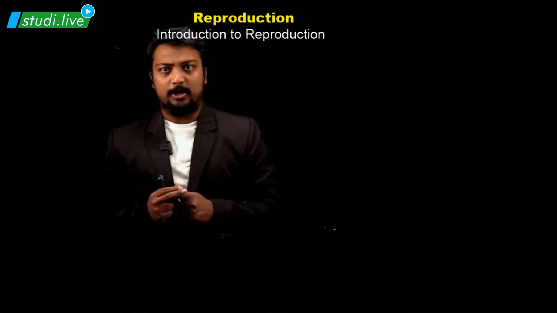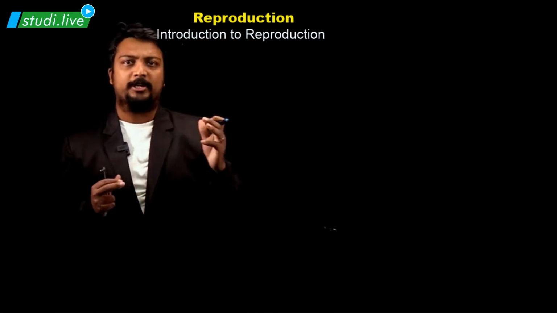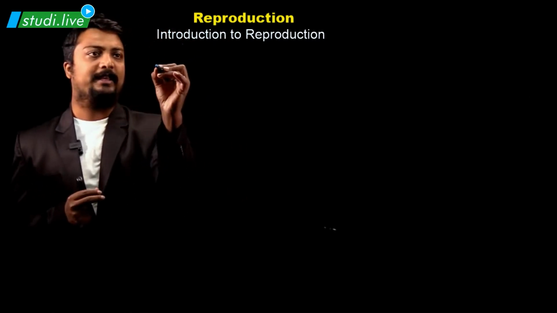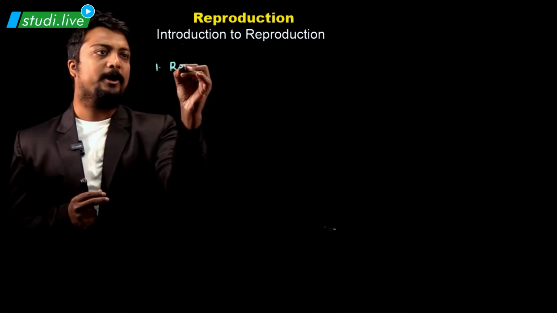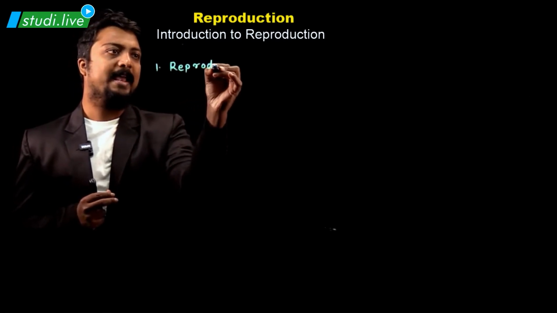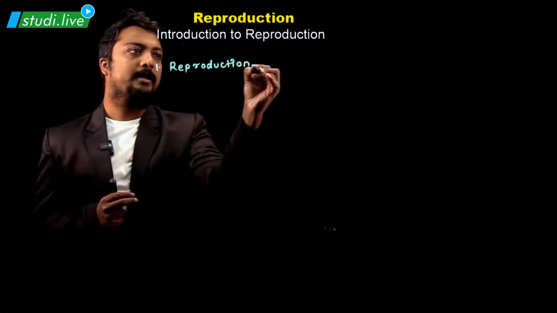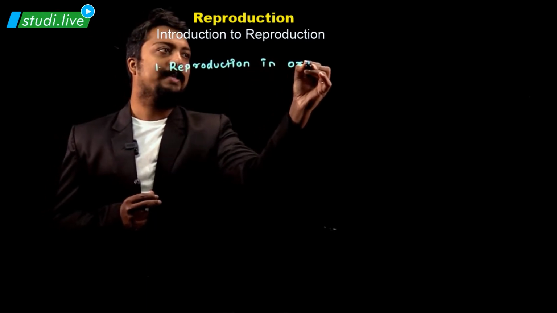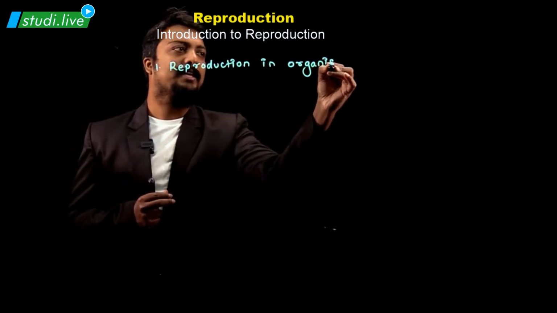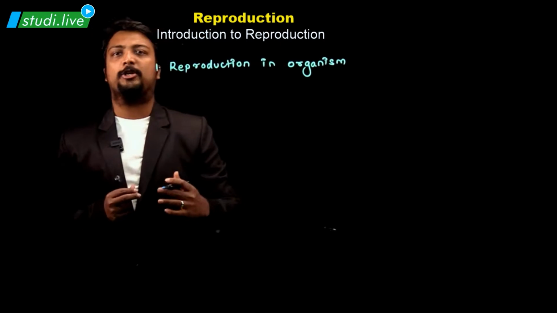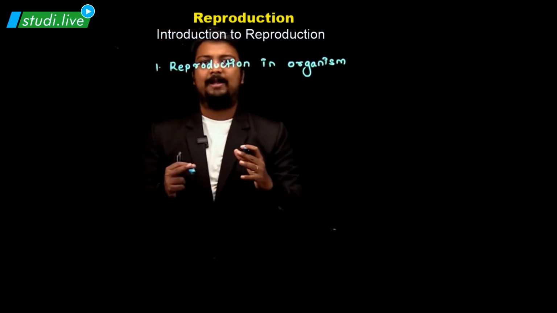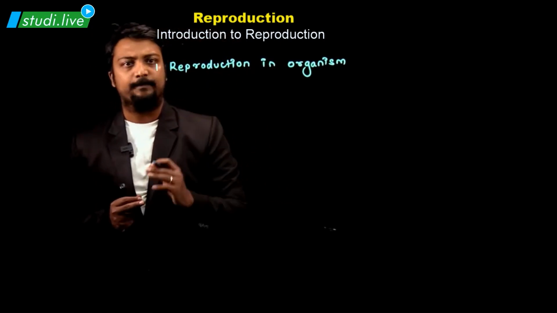Now in reproduction, what all chapters you need to see, let's see. Okay, so that's the introduction to reproduction. In reproduction, the first thing you are going to learn is reproduction in organisms. This means what? Generally, how reproduction occurs in unicellular and multicellular organisms, that we'll see here.